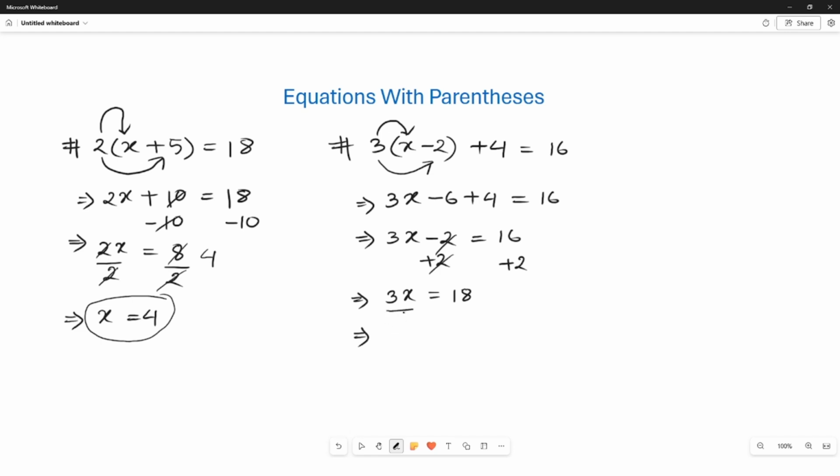Now let's divide both sides by 3 so that we can cancel out 3. And 18 divided by 3 means 6. So x equals 6. As you can see, if you try to solve this problem manually, you have to be very conscious and alert about parentheses. Now, I will show you how you can solve the same problem on Desmos within a few seconds.